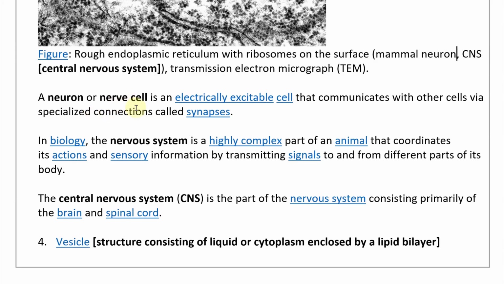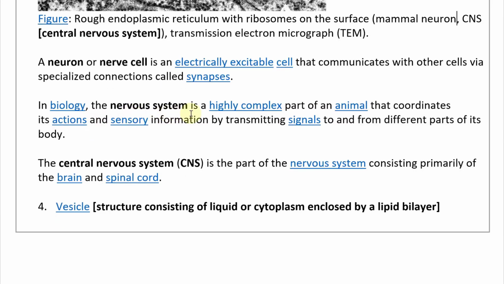So a neuron, or nerve cell, is an electrically excitable cell that communicates with other cells via specialized connections called synapses. In biology, the nervous system is a highly complex part of an animal that coordinates its actions and sensory information by transmitting signals to and from different parts of its body, basically information sending back and forth. The central nervous system is part of the nervous system consisting primarily of the brain and spinal cord.